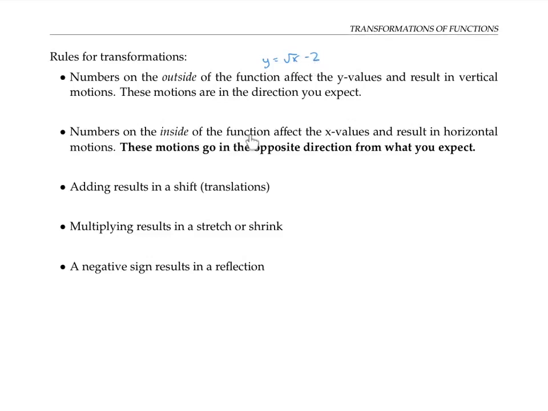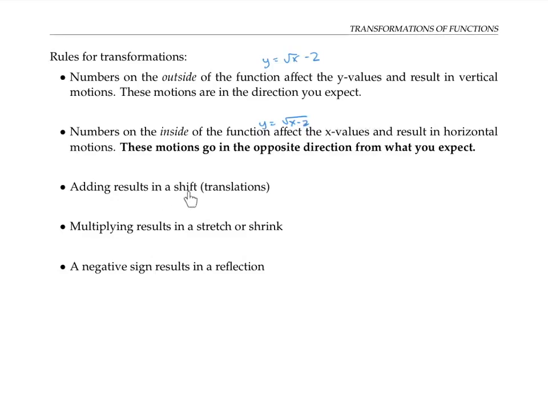Numbers on the inside of the function, that's like our example y equals the square root of quantity x minus 2, those affect the x values and result in a horizontal motion. These motions go in the opposite direction from what you expect. Remember, the minus 2 on the inside actually shifted our graph to the right. If it had had a plus 2 on the inside, that would actually shift our graph to the left.